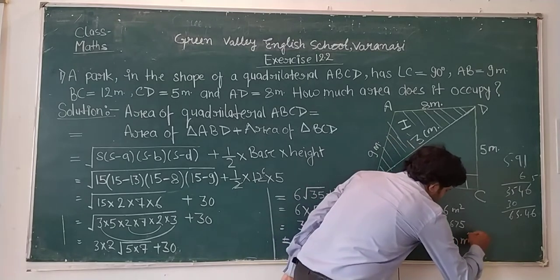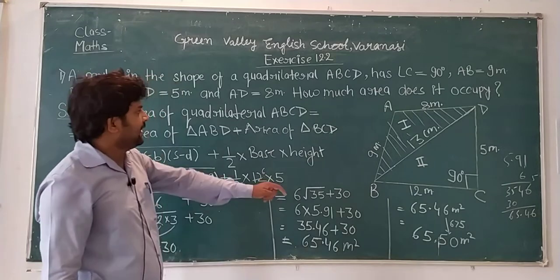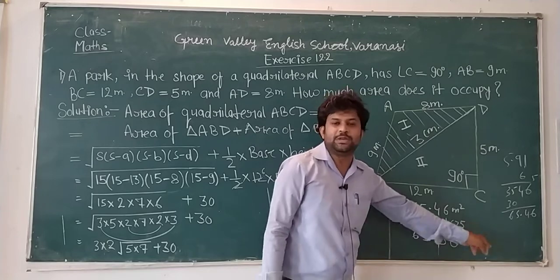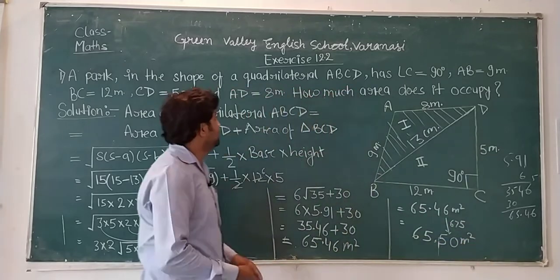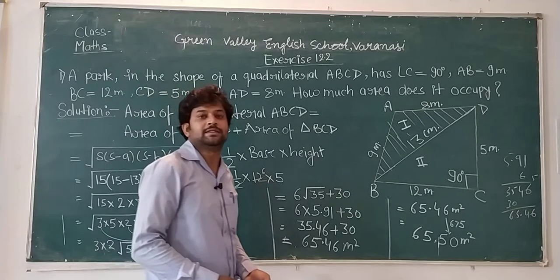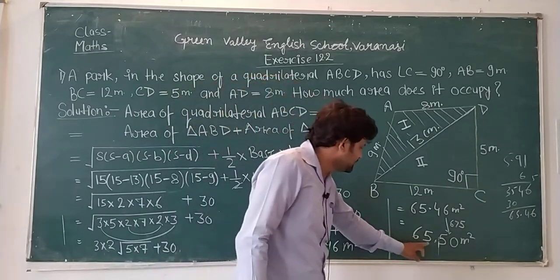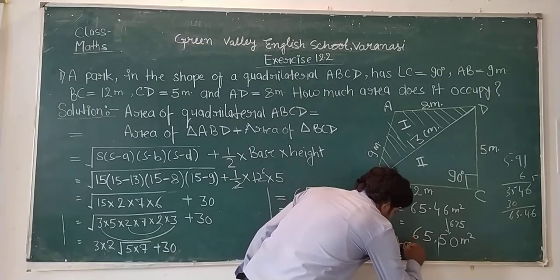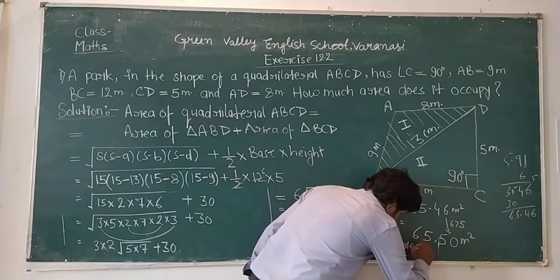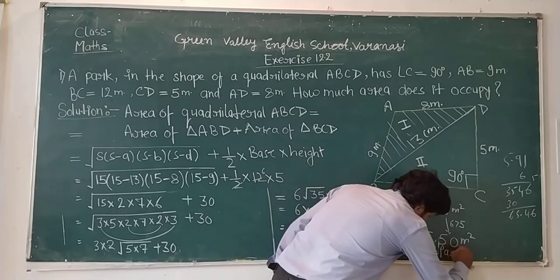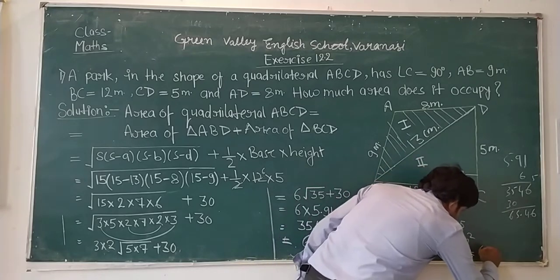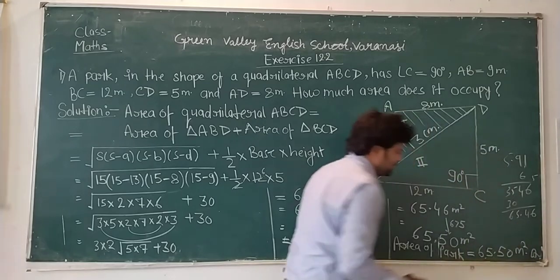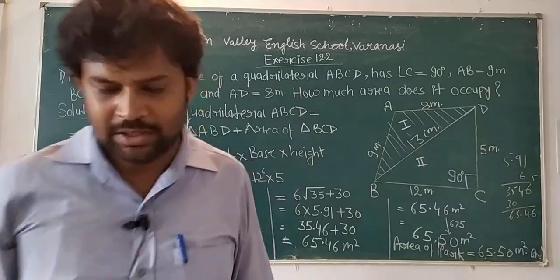That means the area of quadrilateral ABCD is 65.50 meter square, and according to the question, the area of park, therefore the area of park is 65.50 meter square. Here we will write: area of park is equal to 65.50 meter square. Okay, is it clear class? Okay, thank you class.